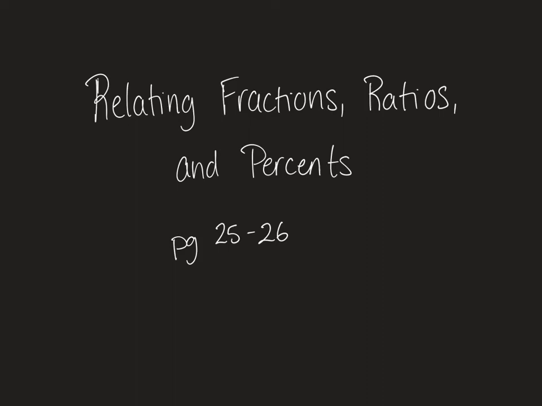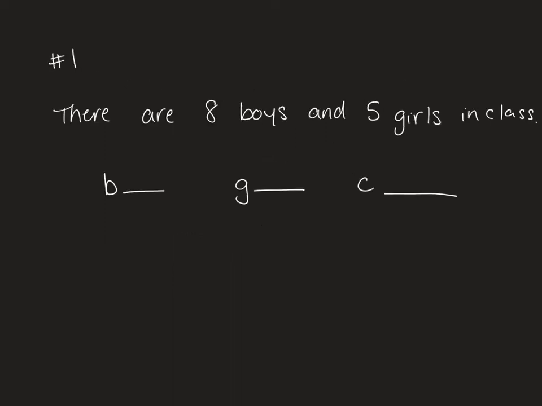Today's lesson is on relating fractions, ratios, and percent. So we'll learn to convert between all three, and it will cover pages 25 and 26 in your Jump Math 7.2. Question 1 asks you to write the number of boys, represented by B, girls, represented by G, and children, represented by C, in each class.